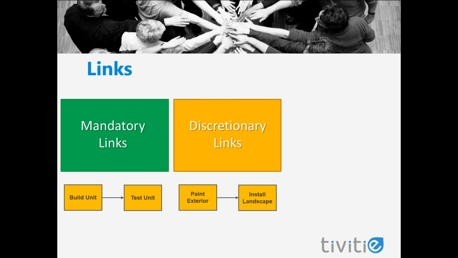The next category of links is discretionary links. Discretionary links are links that are defined based on best practices or other information. They are not driven by input requirements. So for example, if I'm building a house, I may have a task that is to paint the exterior of the house and another task that is installing the landscaping. It's not mandatory that the painting be completed prior to the landscaping, but it would be better not to have painters traipsing through when the landscaping is going on. So I might want to go ahead and create a discretionary link between those two tasks.